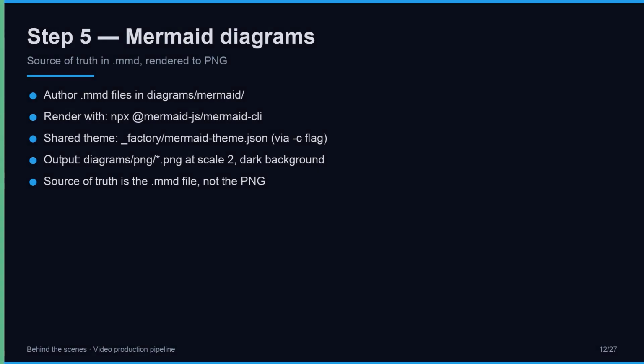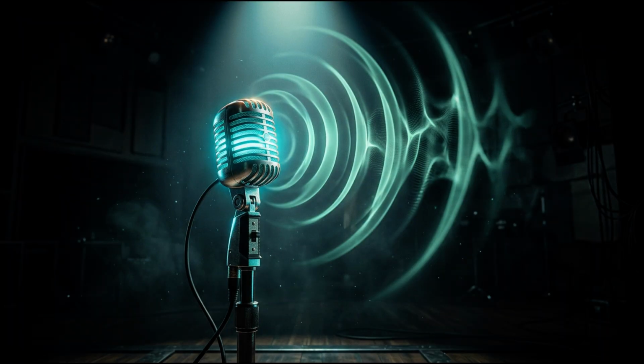Step 5. For lessons that need visual explanations, flowcharts, decision trees, data structure anatomy, we author Mermaid source files with the .mmd extension. We render them to PNG using the Mermaid CLI, passing the shared theme config so every diagram uses the same dark palette, cyan borders, mint arrows, dark blue panels, smooth basis curves. The output is scale 2 for sharp 1080p embedding. The .mmd file is the source of truth. We edit Mermaid, re-render, and rebuild the slide. Visual explanations, themed.